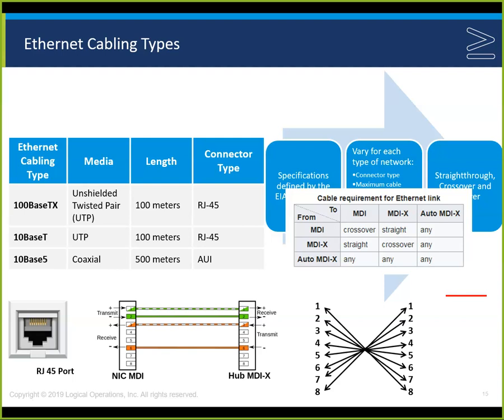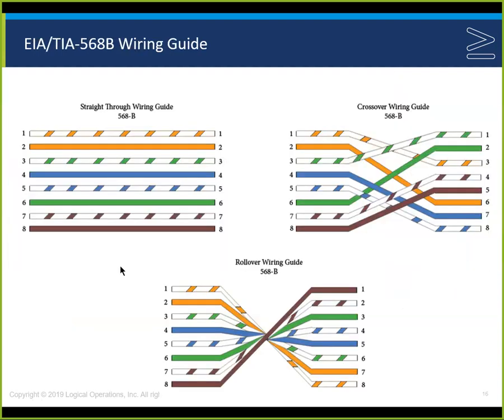The crossover cable to connect to our console port, 1 to 8, 2 to 7 on down the line. And again, if you have to build one of these things, just make one of them with the tab up and one of them with the tab down, and you will have a crossover cable. The straight throughs and the crossovers, what we have, 568B, 568A to do these things.